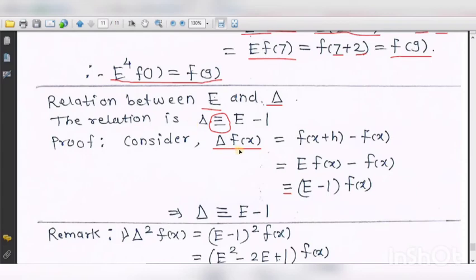Now delta f of x. Just recall the definition of a forward difference. Forward difference is what? Just subtract the value f of x from its next value. So that is f of x plus h minus f of x. I can show you this definition in these notes, maybe on page number 5.